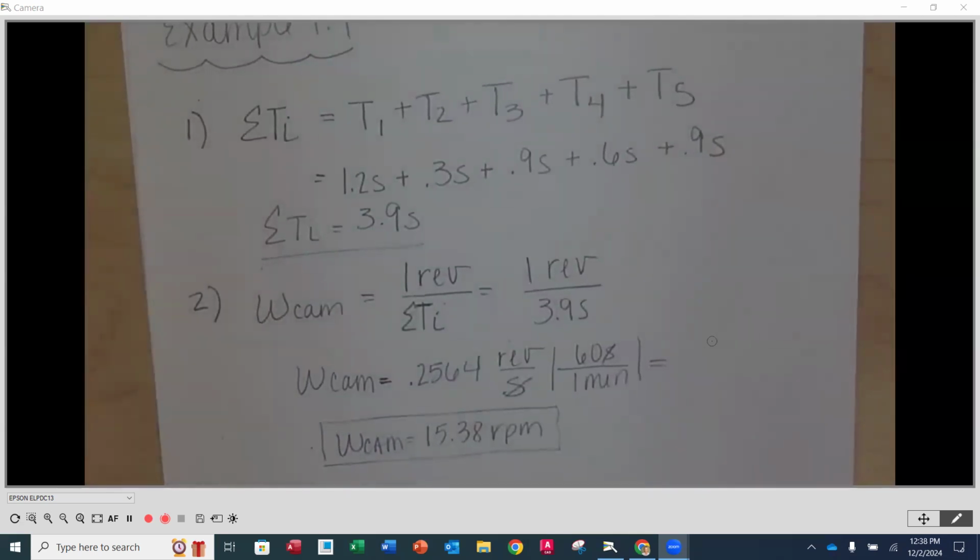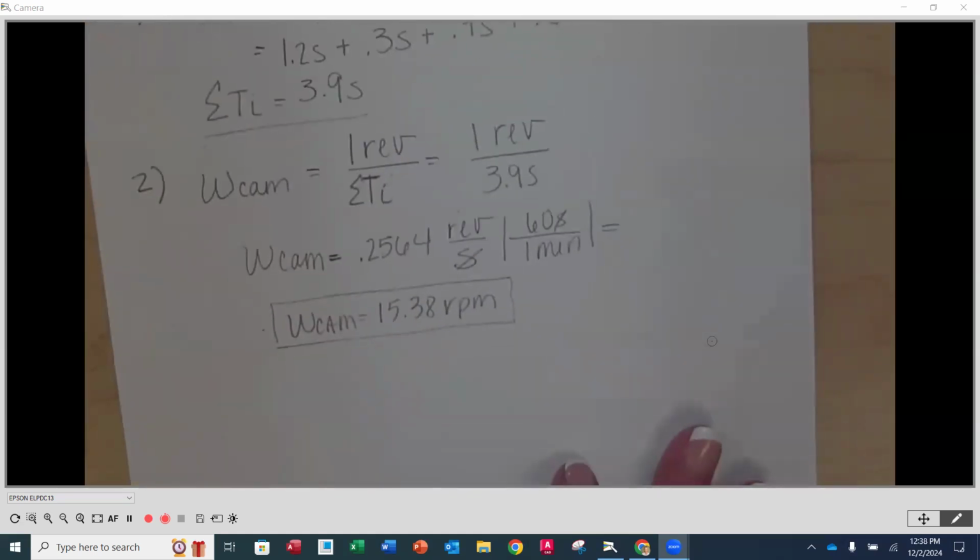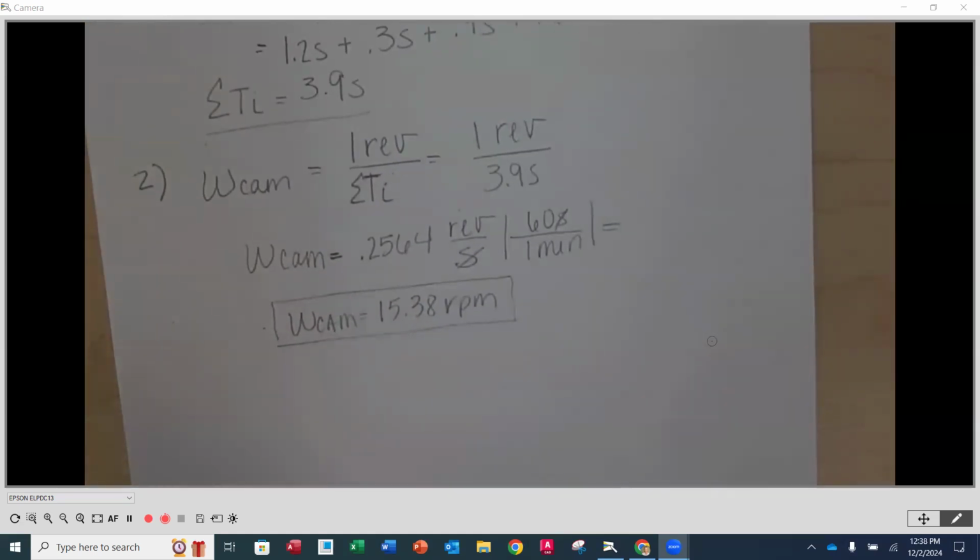We would be reporting out what will be the angular velocity of our cam, okay? And that was part of the question. It said, plot the displacement diagram and determine the required speed of the cam. So this is the required speed of our cam.